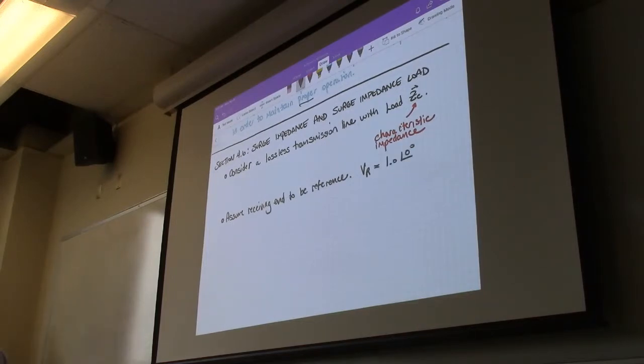VR is going to be 1.0 with an angle of 0 degrees, and our current is going to be described by the voltage divided by the characteristic impedance for the line. So right off the bat, we know what the receiving end voltage is, and we know what the current flowing along the line is.